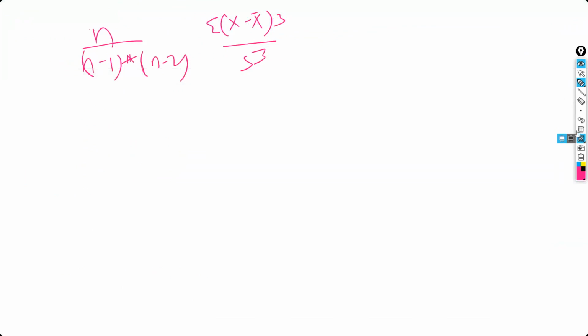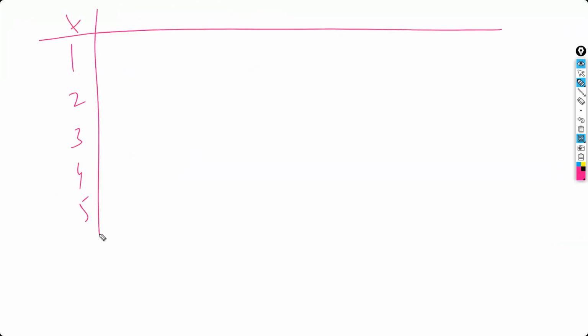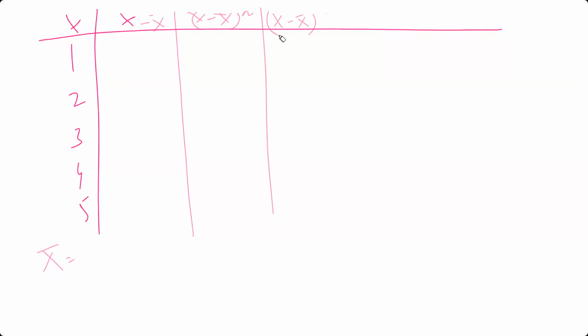Now, what does this mean? For example, if you want to calculate the skewness for this particular column, X, let us assume this is the X. First, you have to calculate the X bar. After that, you have to calculate X minus X bar. After that, X minus X bar whole square. After that, X minus X bar whole cube. Now, for the X minus X bar whole square column, whatever values you have, you have to do the sum.